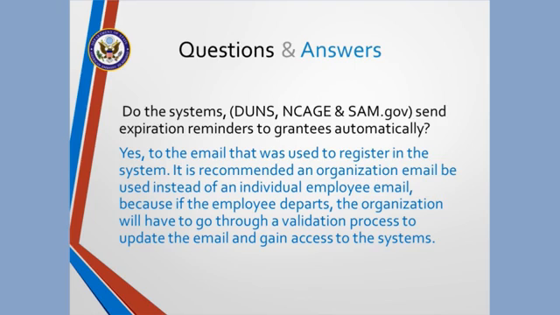Also, we have received a question about whether DUNS, NCAGE, and SAM.gov send their expiration reminders to grantees automatically. Right, and this is important for some of our applicants who may have either successfully or unsuccessfully attempted to apply for U.S. grant funding in the past. So if you had a previous registration, an email will be sent to the person who registered or to the email account that was registered in the system. It is automatic. Therefore, we recommend that organizations use a general email account for the organization rather than an individual employee email, because we've seen this happen where an employee leaves the company, the email address is no longer valid, and then the organization is unable to reactivate their account successfully.